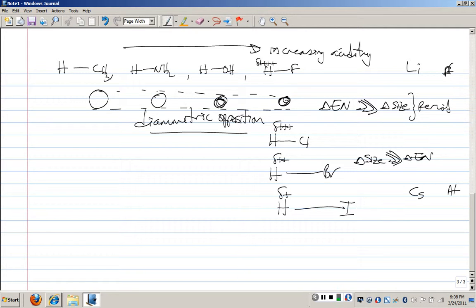So when we're comparing hydrides across a period, in other words periodic partners, we look at the change in electronegativity. So electronegativity is the dominant argument. When we go down a group and look at group partners, we look at the change in size. So across the period, we look at electronegativity.